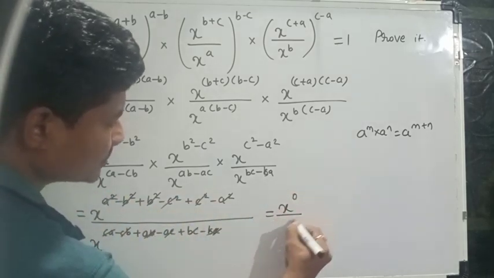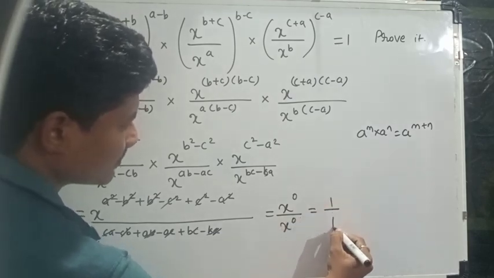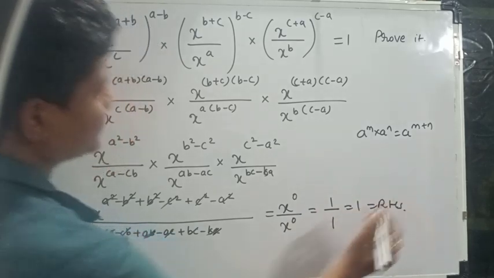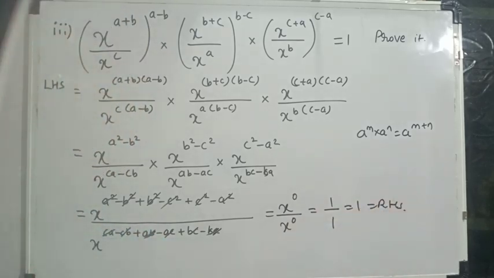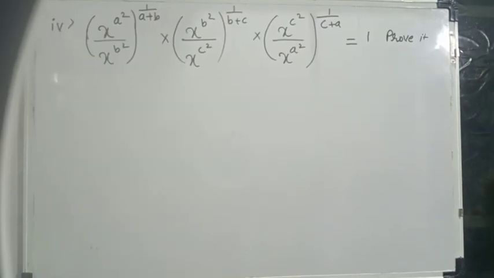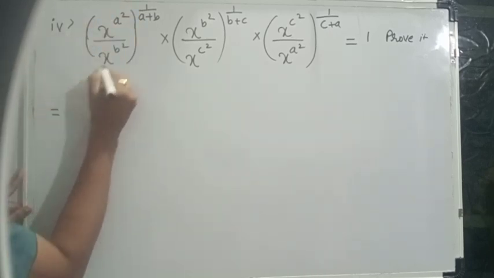Here x to the power 0, nothing is there, and x to the power 0 in the denominator. x to the power 0 is 1, x to the power 0 is 1, which is equal to 1, which is equal to the right hand side. Hence it is proved.